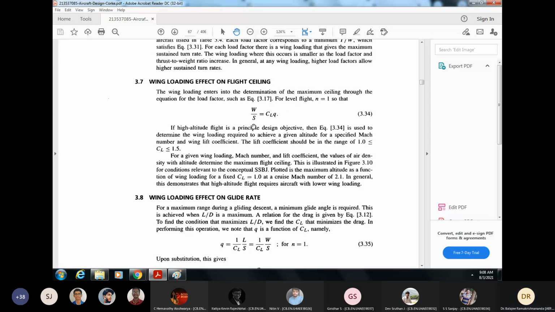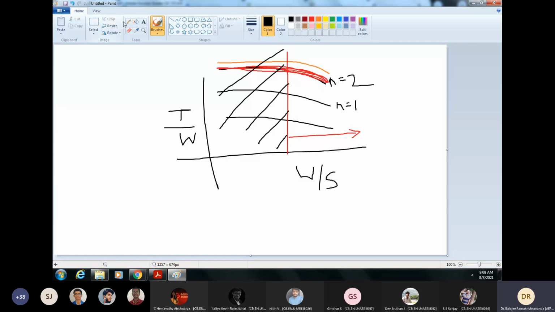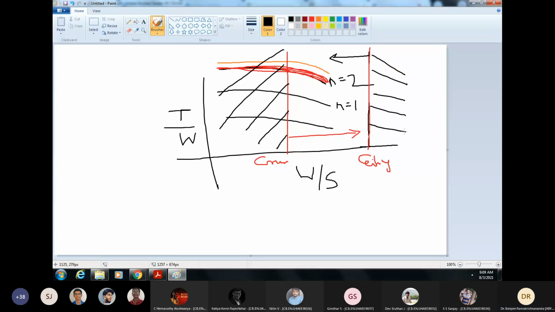That's what it means. So in this graph, hopefully this may be the wing loading for ceiling. This may be for cruise. So wing loading has to be less than this. So here the feasible region will be towards this, and whatever here will not be feasible. Okay.